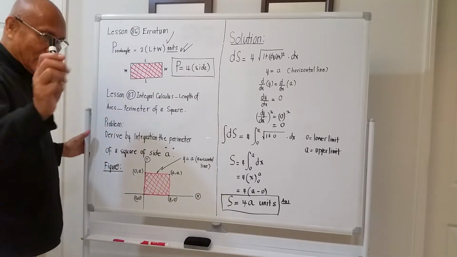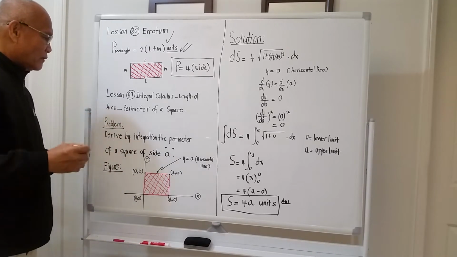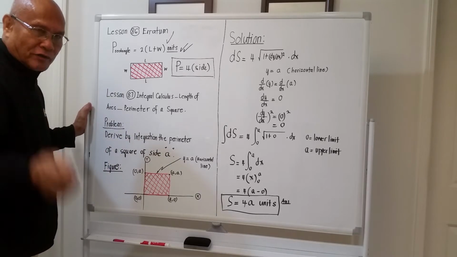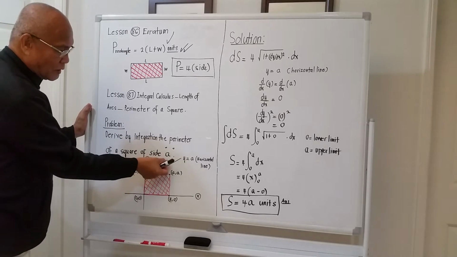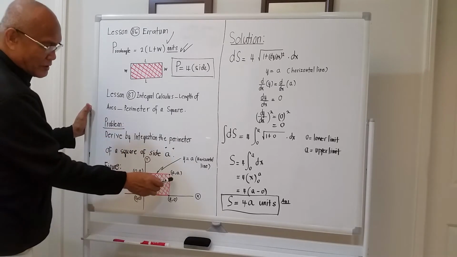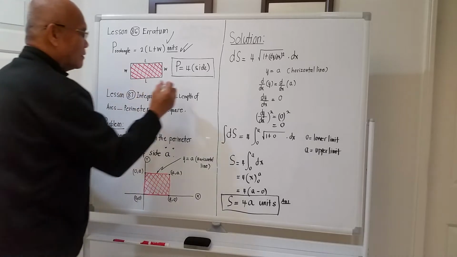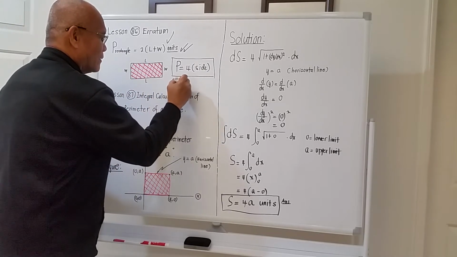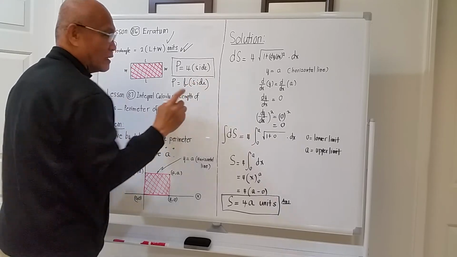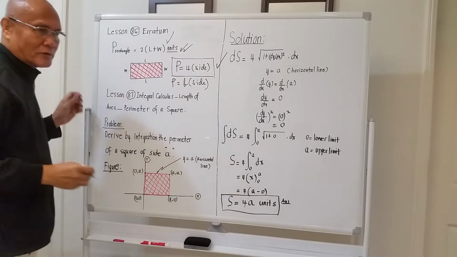Okay, I will try to read the problem. Derive by integration the perimeter of a square. The designation of the side is actually small letter a. Meaning, if the side of the square is a, what will be the perimeter as a function of a? Perimeter as a function of the side. And what will come out is supposed to be this. Okay, let's try to bring out the solution.